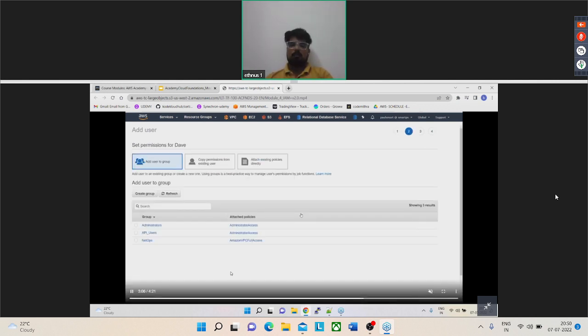Now click on next, add the permission. So here you can do one thing. From here also you can attach this user to the group. From the group dashboard also you can attach the user. From the user dashboard also you will get the option to attach it under a group. So here we will select the NetOps group. So they will be part of the NetOps group. So click on next now.